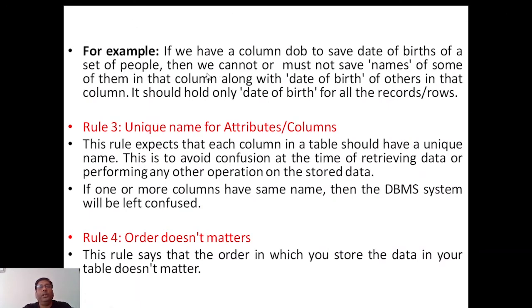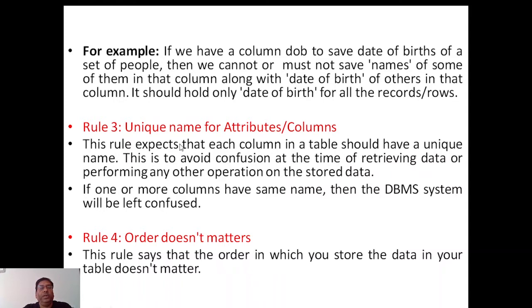Take an example for this. If we have a column called date of birth, to save the dates of birth of a set of people, then we must not save the names of some of them in that particular column along with the date of birth. It should hold only the date of birth for all the records or rows. That means if a column is prescribed to store date of birth, we should have only the date of birth for all the people. We should not have a mix of names along with date of birth in a single column.